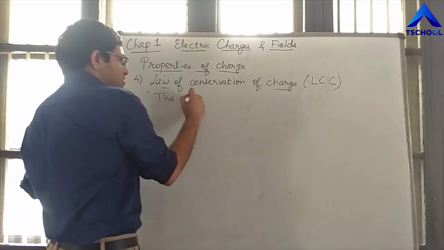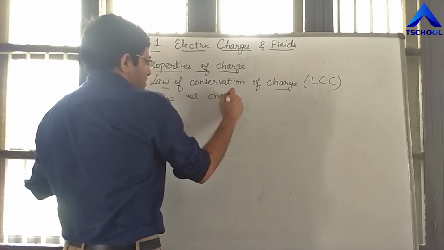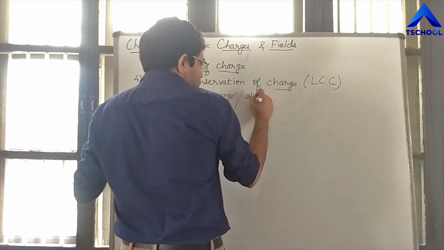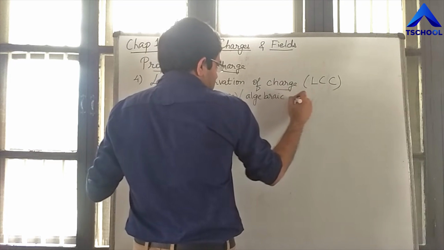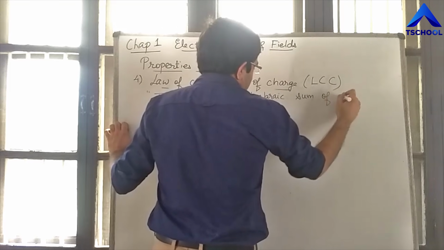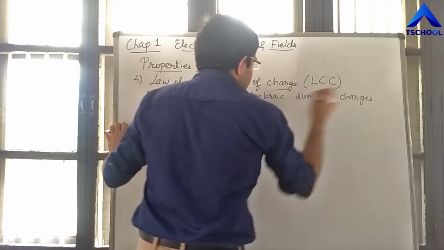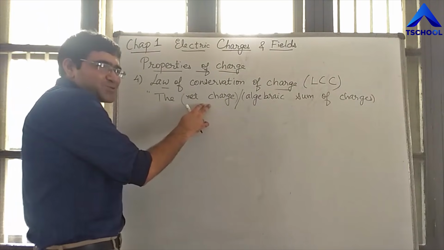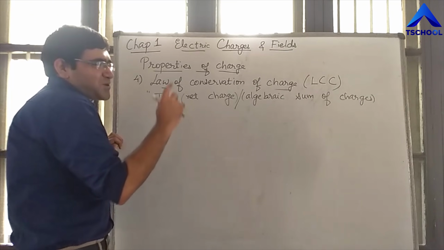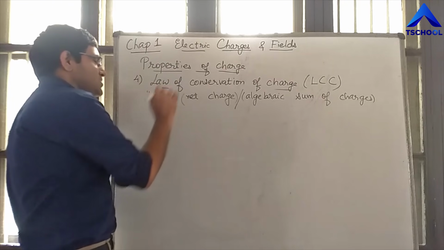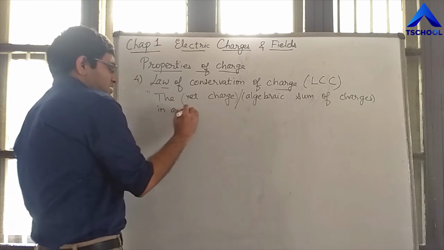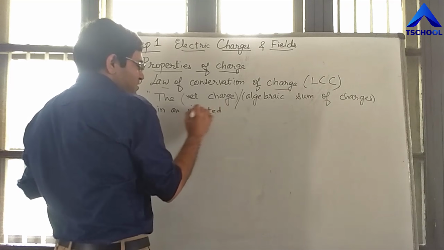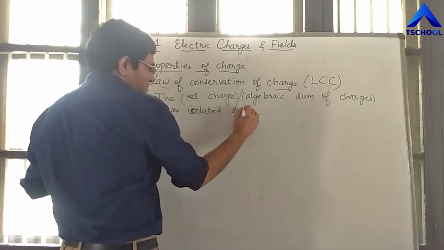The net charge, or instead of these words you could write the algebraic sum of charges. Okay, this is what you have to choose between. I'm sure I'll choose this every time. So the net charge, or the algebraic sum of charges in an isolated system. Well, it's a conservation law, it couldn't do without isolated system.